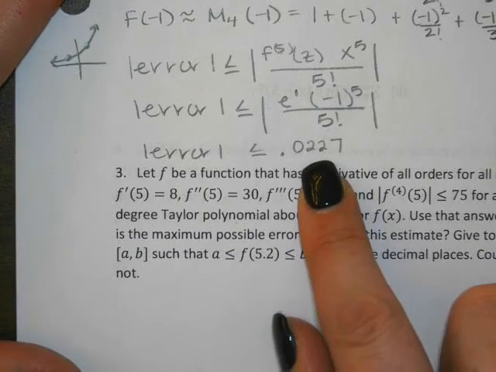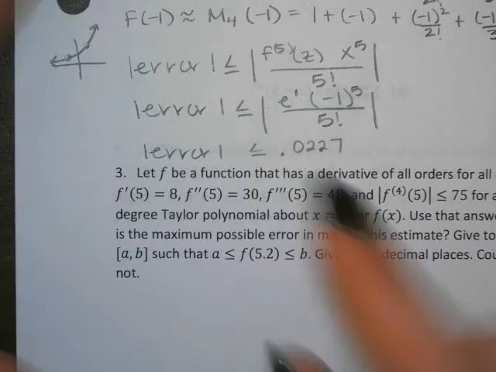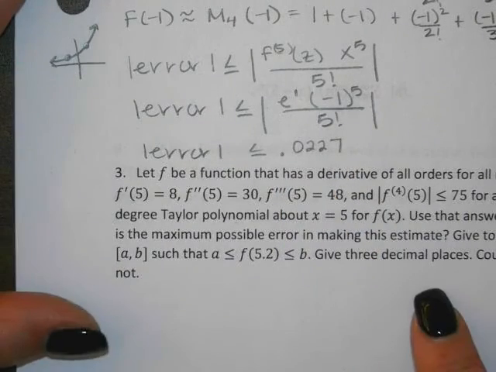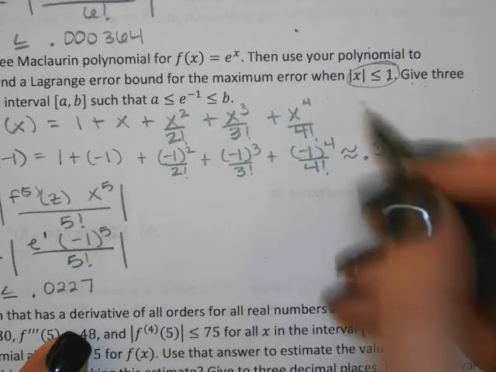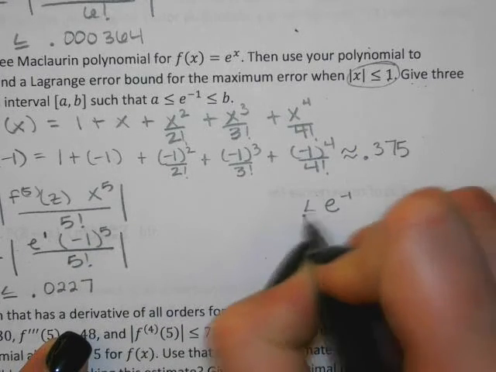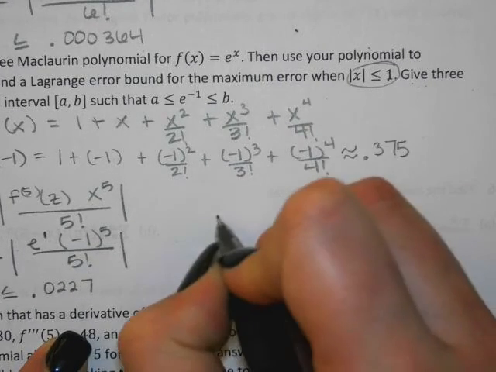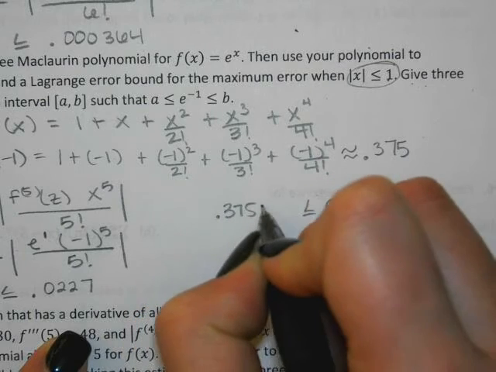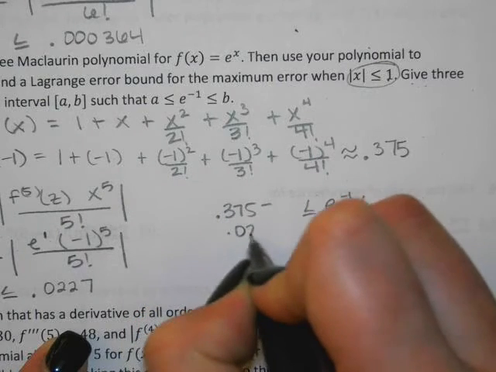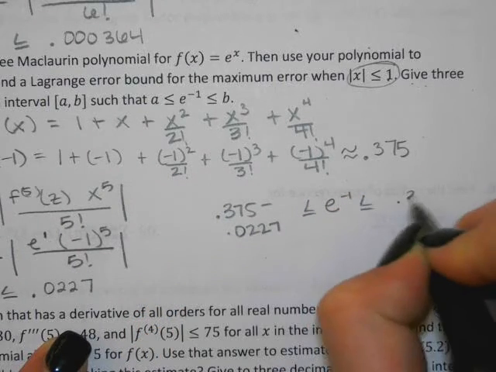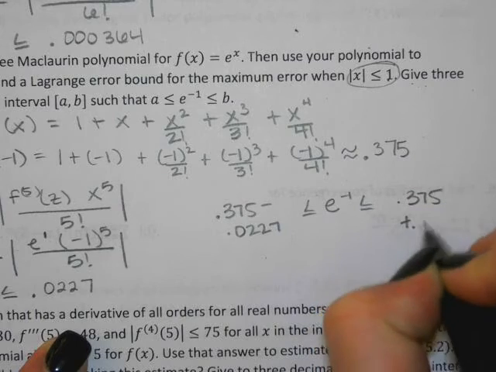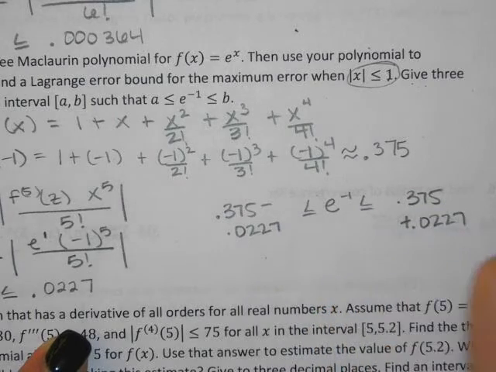Did we get that decimal okay? We got the negative version, but we're making it positive because of absolute value. So now we're going to write the interval that we have. I'm going to say e to the -1 is somewhere in between 0.375 minus 0.0227 and 0.375 plus 0.0227.